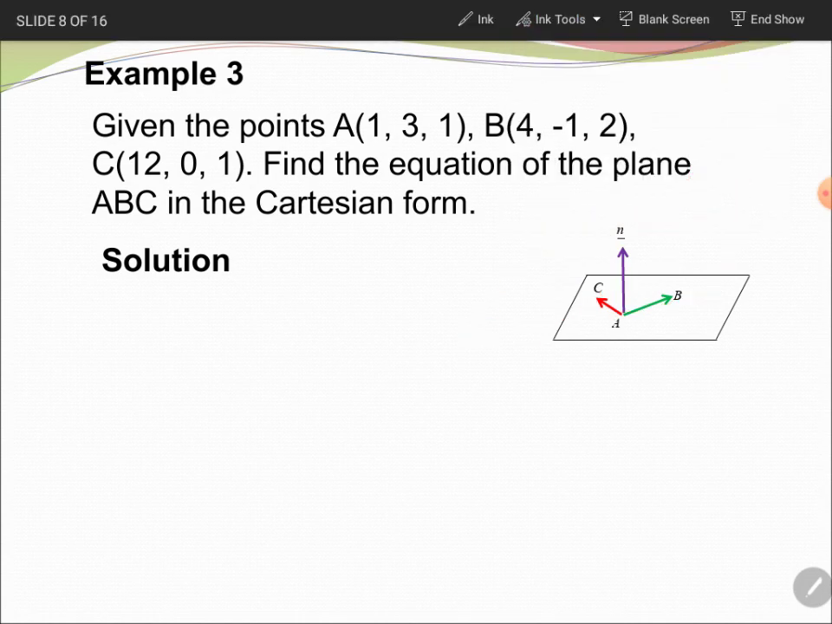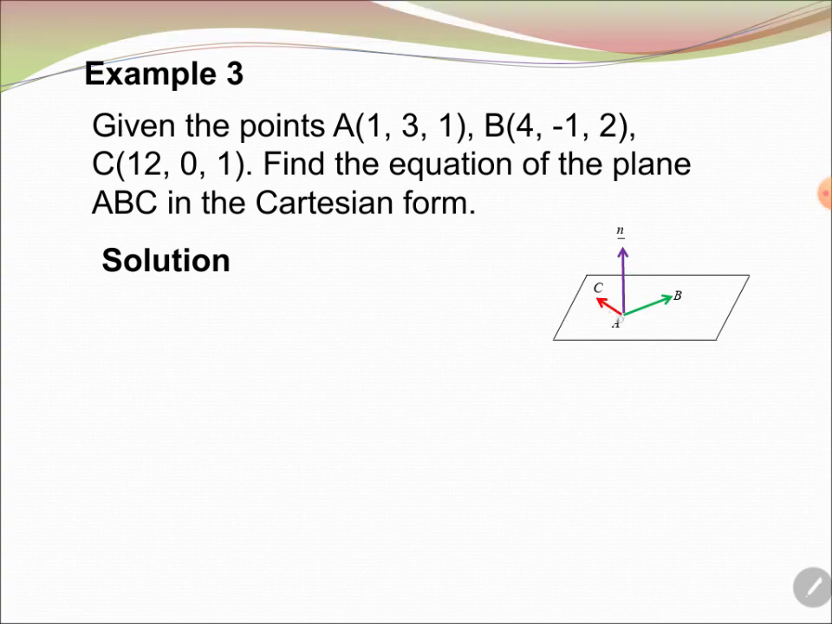So let me clear off. So this is the plane. Now we have the points A, B and C. So we have AB and AC. Both are vectors from the same point A. So we will have a normal that is passing through the point A. So we just have to cross AB and AC.